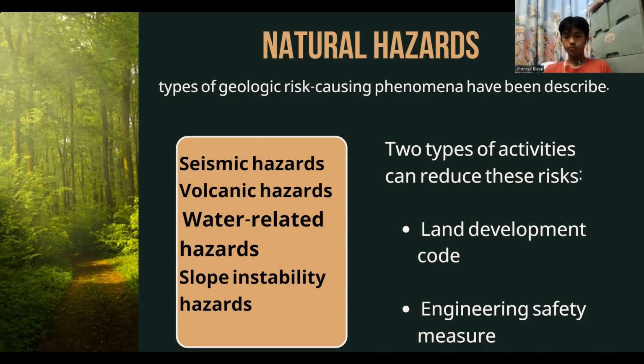Next is engineering safety measures. Engineering safety measures are used when the land development codes are insufficient. For slope stability, techniques focus on reducing instability: drainage, mechanical stabilization, or protective structures.